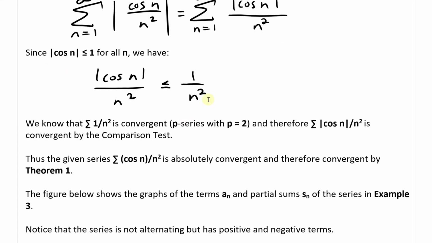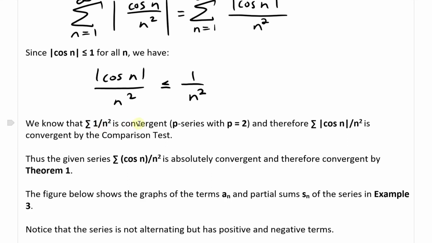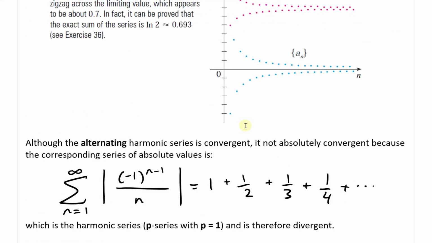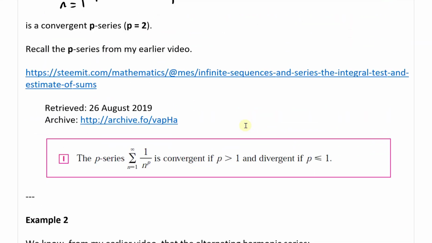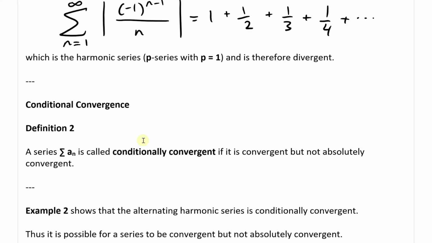So yes, we could start applying the comparison test, because we know that the series of 1 over n squared is convergent because it's just a p series with p equals 2, which is greater than 1. Recall that a p series with p greater than 1 is convergent. We have p equals 2 there.